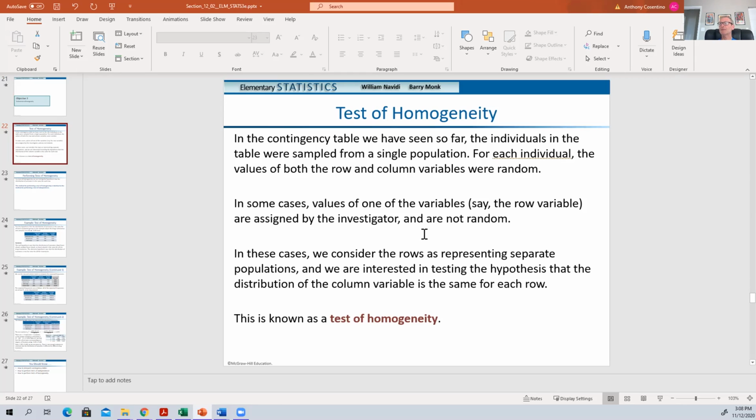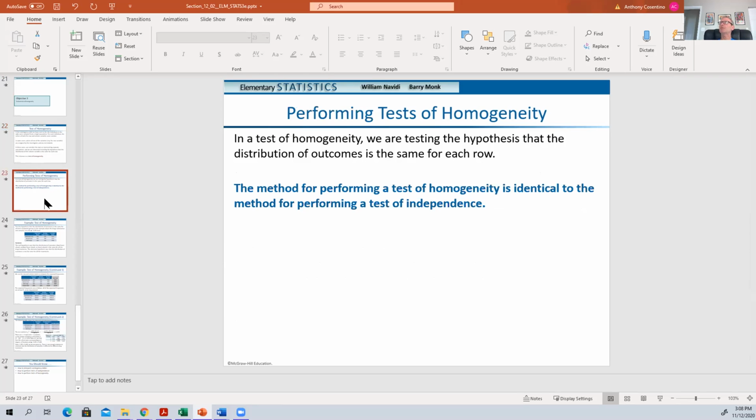And you want to take that the rows represent the separate populations, and we are interested in testing the hypothesis that the distribution of each one of the columns is the same for each one of the rows. And this is what is called homogeneity. The book has a really good example, so I am going to do that one. This is used in the drug industry. And let me just show you our example when we get there.